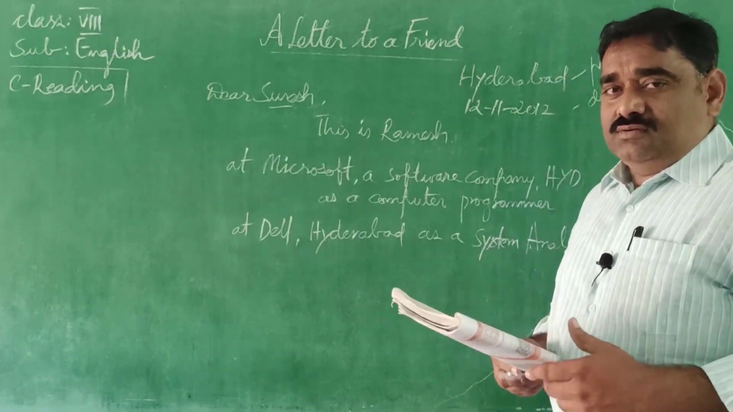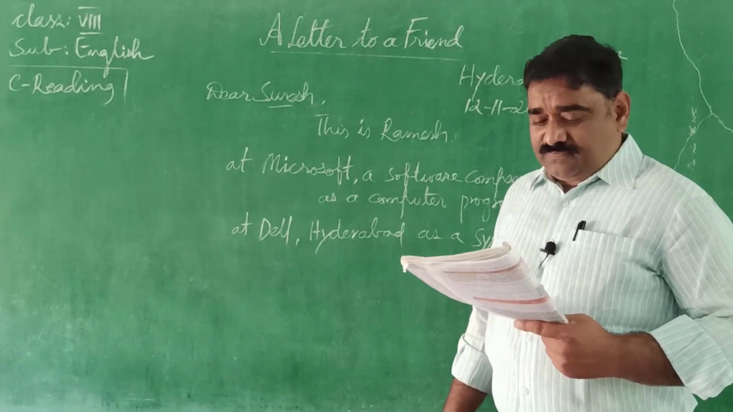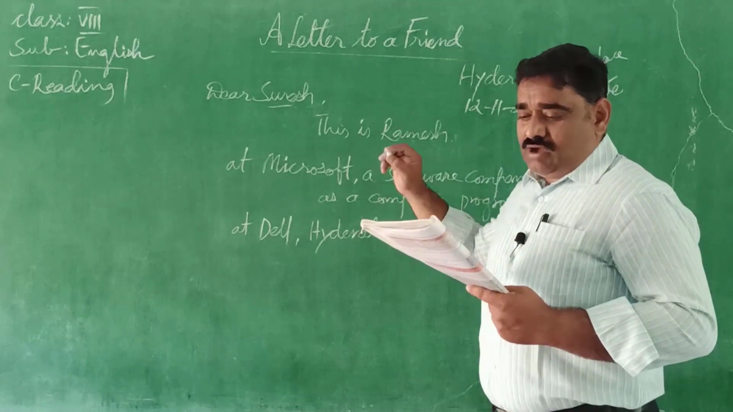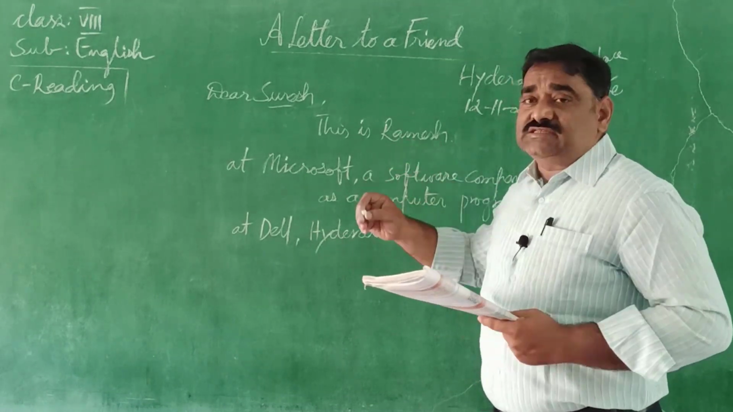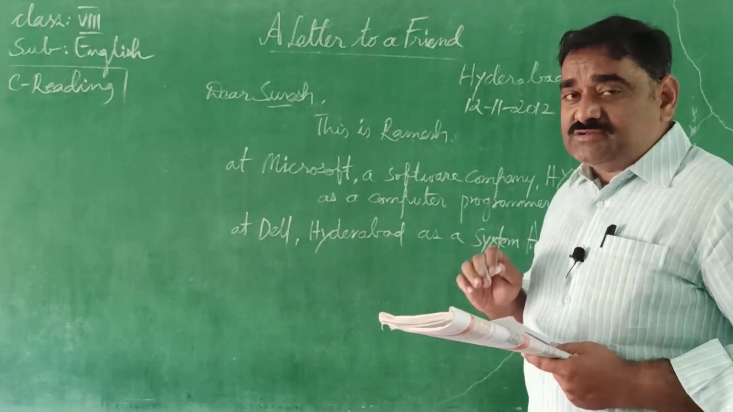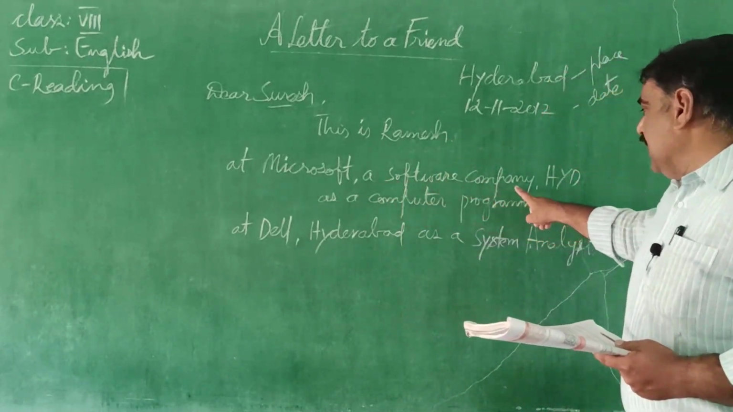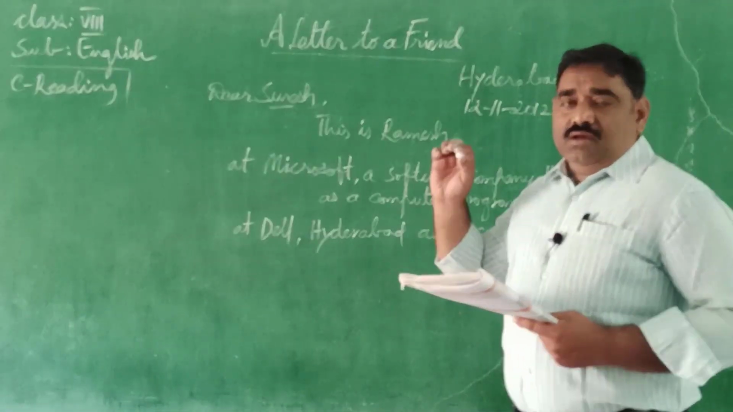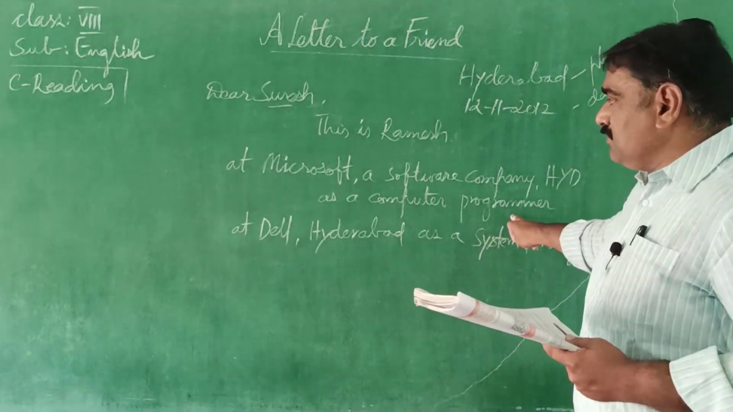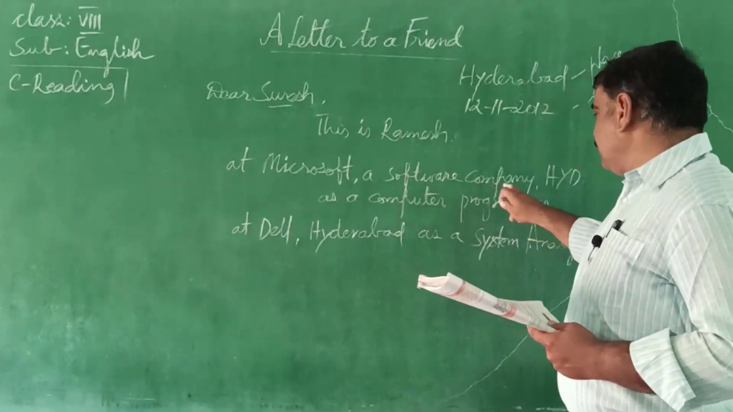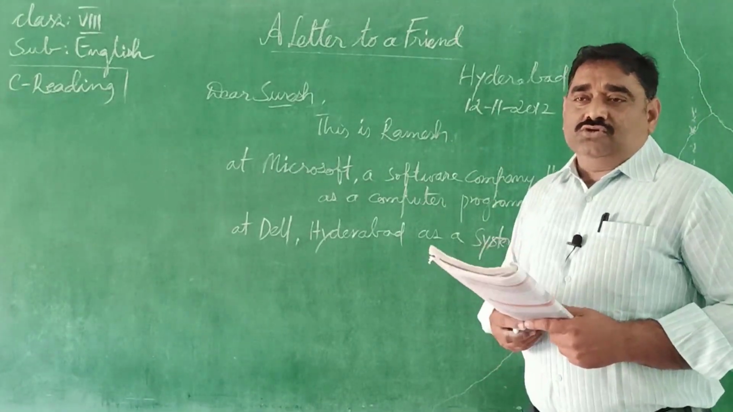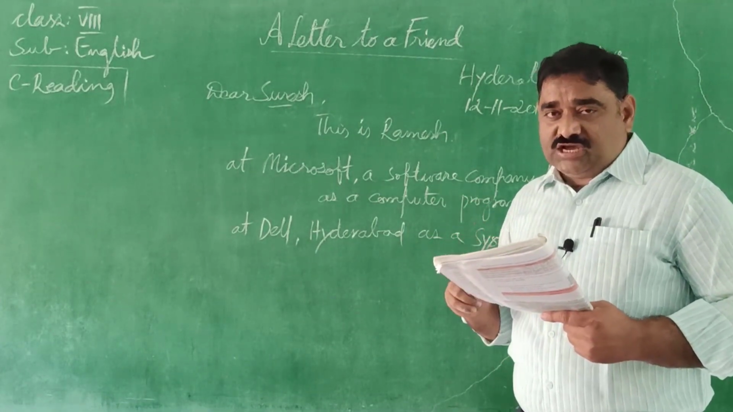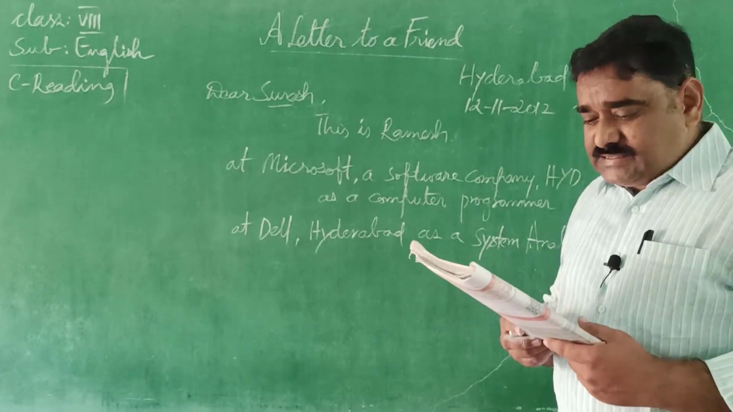Right. Now, let us see what we have been given. Second paragraph. "Now I am working at Microsoft." I refers to Ramesh. Ramesh works at Microsoft. What is Microsoft? Microsoft is a software company in Hyderabad. Ramesh works as a computer programmer at Microsoft, a software company in Hyderabad. So Ramesh's family lives in Hyderabad. "Now I am working at Microsoft, a software company in Hyderabad, as a computer programmer."